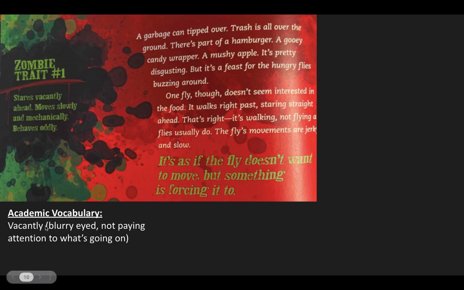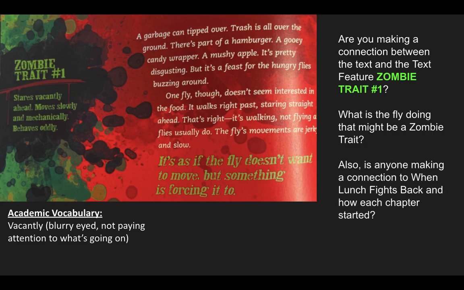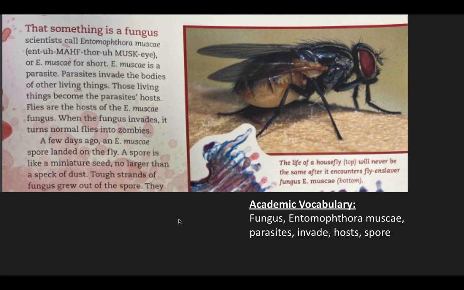So here's some academic vocabulary. Vacantly, that means blurry-eyed, not paying attention to what's going on, right? The vacant-eyed stare. All right, so I'm kind of making a connection between the text and zombie trait number 1. What is the fly doing that must be a zombie trait? Also, is anyone making a connection to When Lunch Fights Back and how they started each of the chapters? They're going to give a little story. All right, let's keep on.